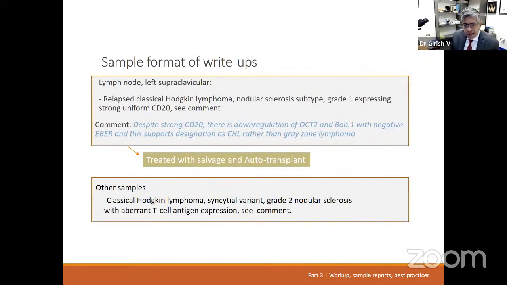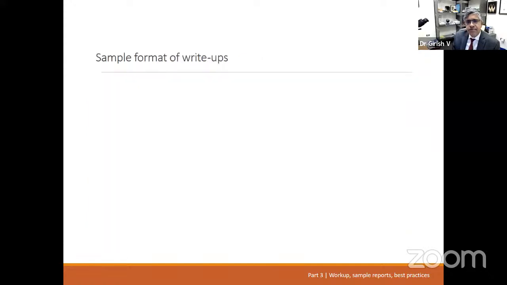These are other samples where I have a grade 2 nodular sclerosis with aberrant T cell antigen expression. Sometimes you will see T cell antigens even in Hodgkin lymphoma, and that doesn't mean it's a T cell lymphoma. And this happens often in nodular sclerosis cases. And no need to do T cell PCR.